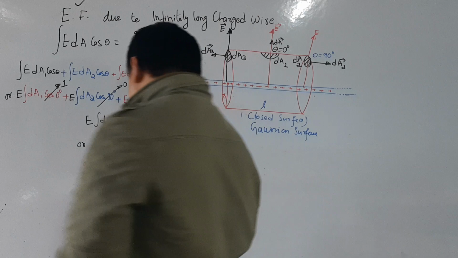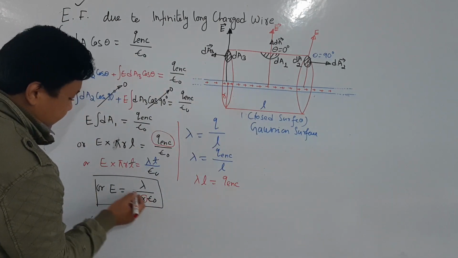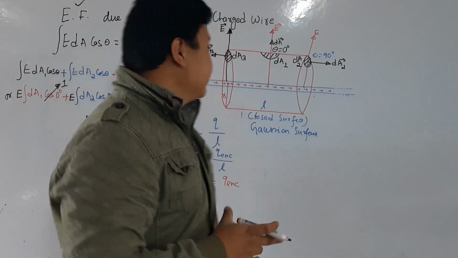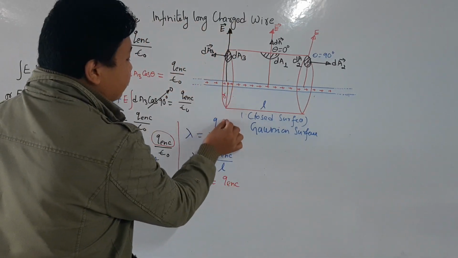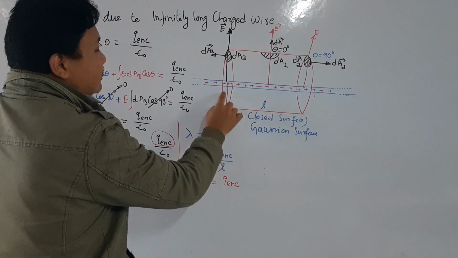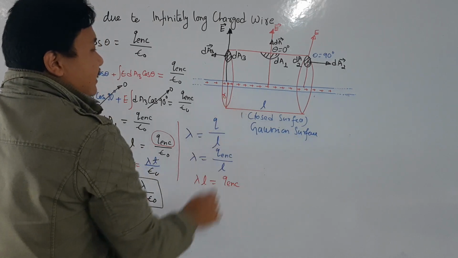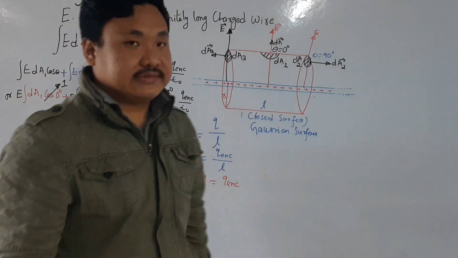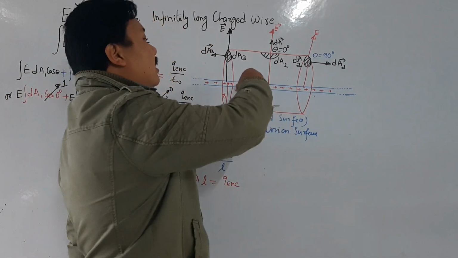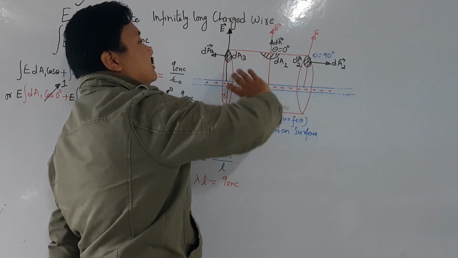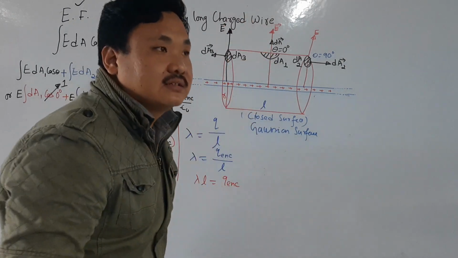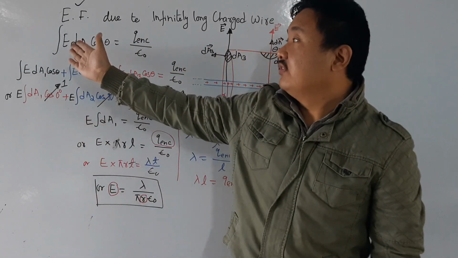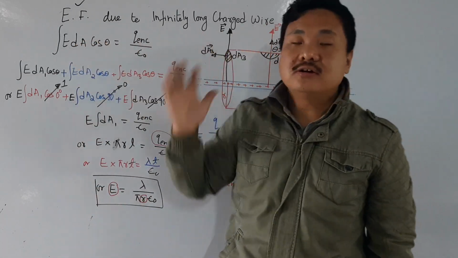Now, if you see here, this r and the electric field are inversely proportional. It means that if you go away, the radius will increase. If the radius increases, the electric field will decrease. So whenever you go away from this charge, there will be less and lesser electric field. So this is all about the electric field due to an infinitely long charged wire.